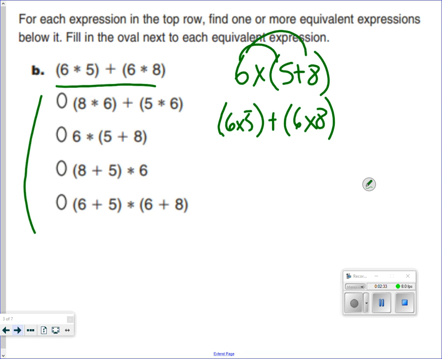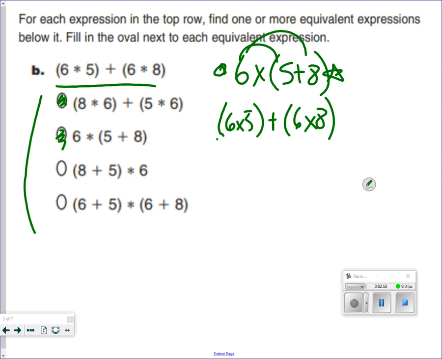Let's take a look here. What answers could possibly work? Well, this first one is 8 times 6 plus 5 times 6. Okay, does that work? Yeah, that's exactly what I have written down right here. So that's my first one. 6 times 5 plus 8. I have it written right here. It's more condensed. It's not in the distributive property. That one works.